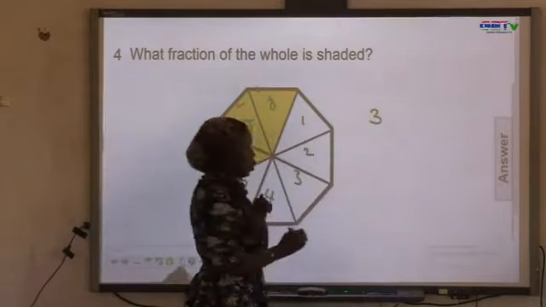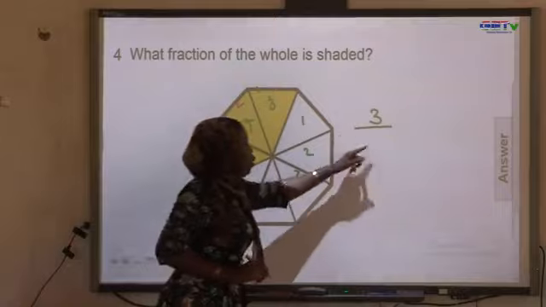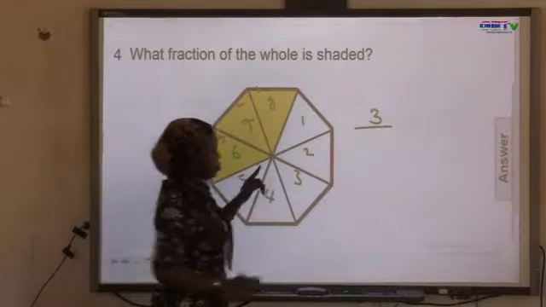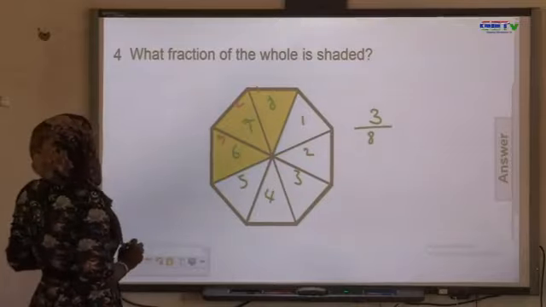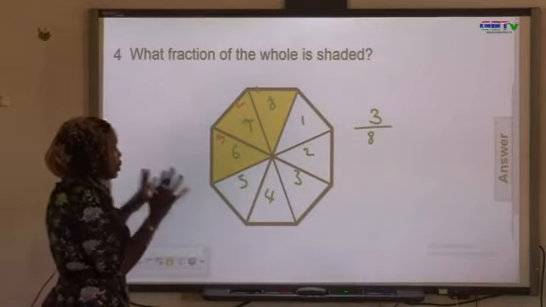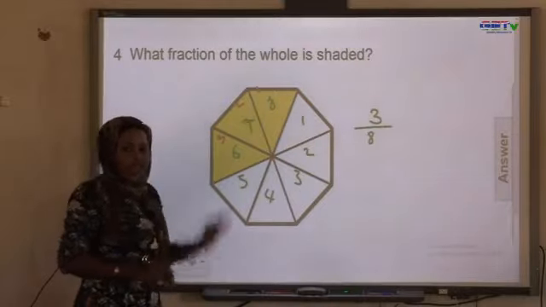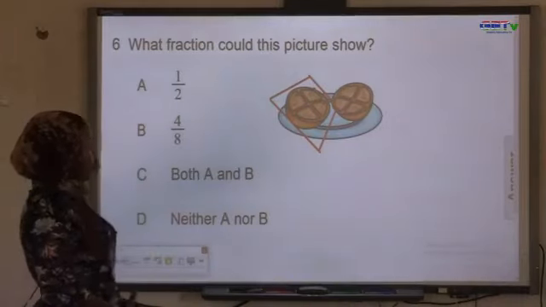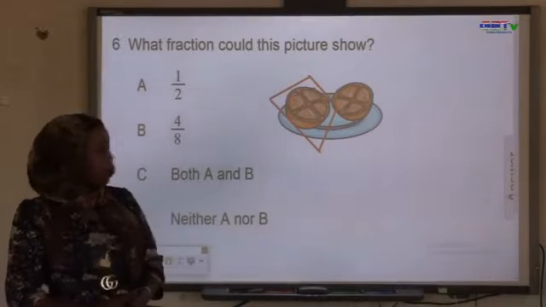So we have 3, and we bring our fraction back. So 3 over what? 3 over our total parts, which is 8. So the fraction of the whole which is shaded is 3/8. That is 3 over 8 is shaded. What fraction could this picture show?